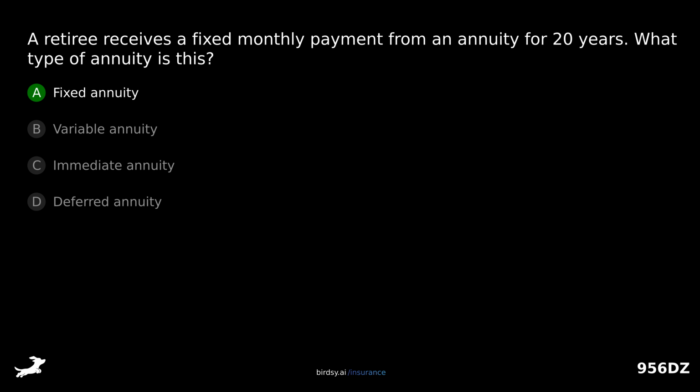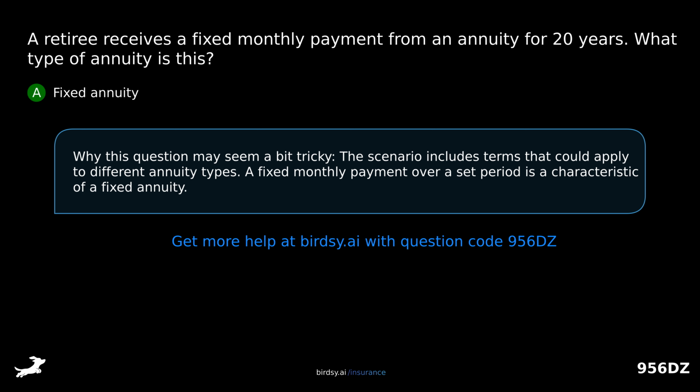Why this question may seem a bit tricky. The scenario includes terms that could apply to different annuity types. A fixed monthly payment over a set period is a characteristic of a fixed annuity.